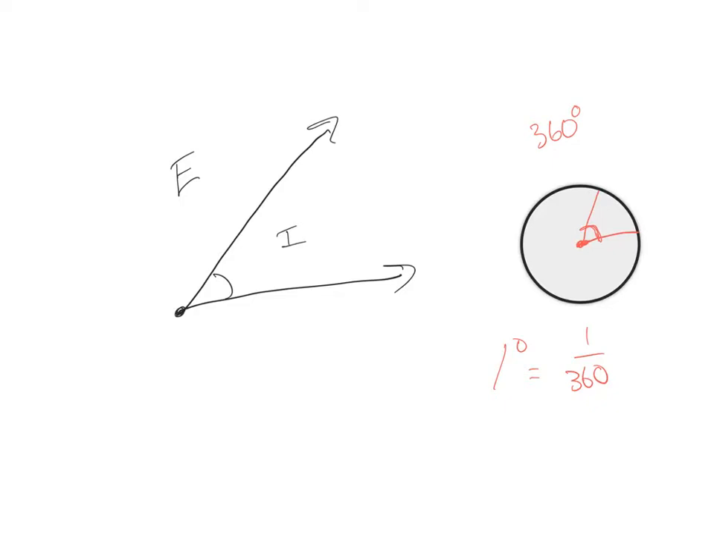Just like our ruler postulate, we have a protractor postulate, which essentially says, hey, protractors can measure angles. Seems pretty obvious.